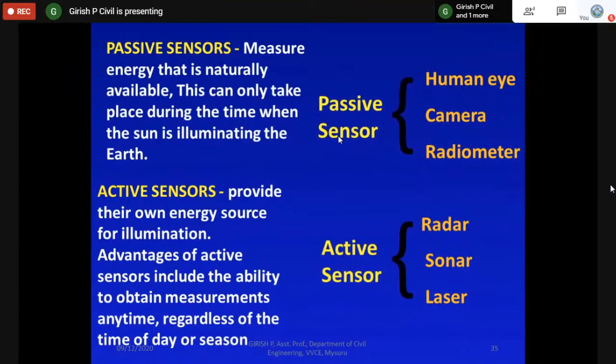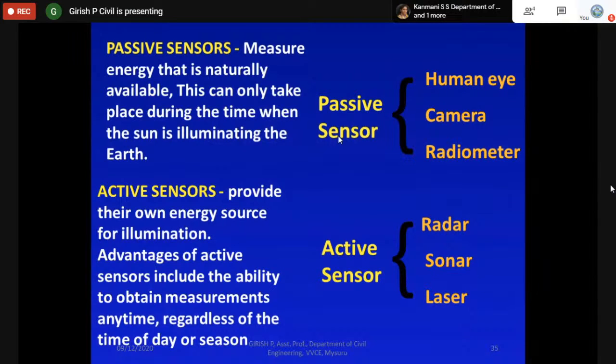So passive sensors measure the energy that is naturally available. This can only take place during the time when the sun is illuminating the earth, hence they are called passive sensors. A good example is the human eye. When there is light, it will capture the object. When there is no light, our eyes cannot capture anything. Similarly, the passive sensor measures the energy that is naturally available when the natural energy radiation is available.